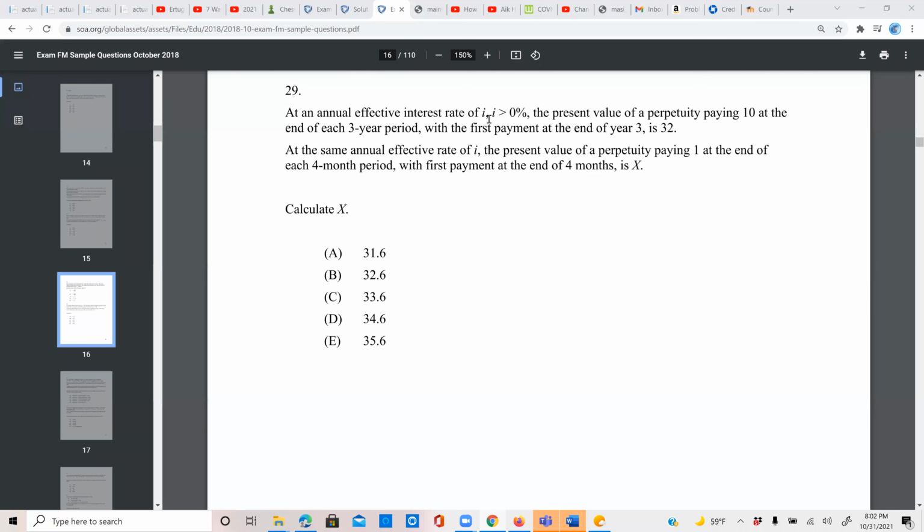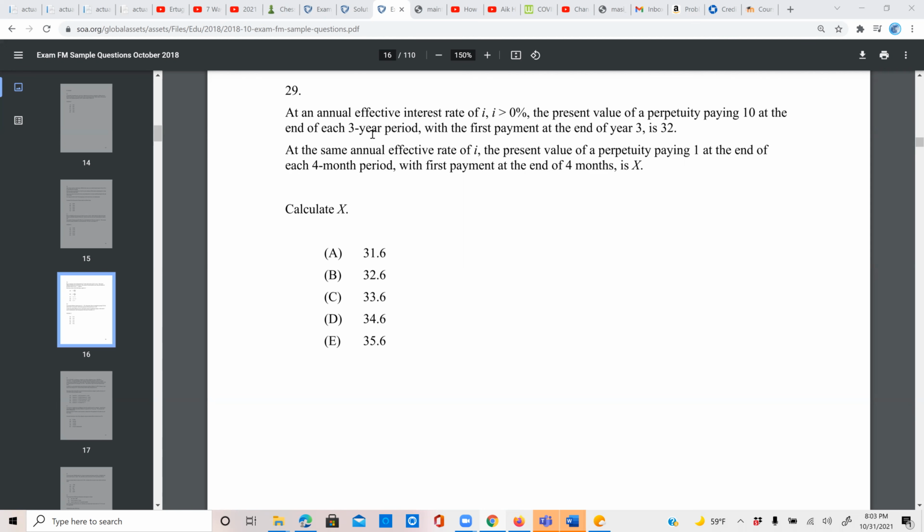At an annual effective rate I, the present value for a perpetuity paying 10 at the end of each 3-year period, with the first payment at the end of year 3, is 32. At the same annual rate I, the present value for a perpetuity paying 1 at the end of each 4-month period, with the first payment at the end of 4 months, is X. Calculate X.